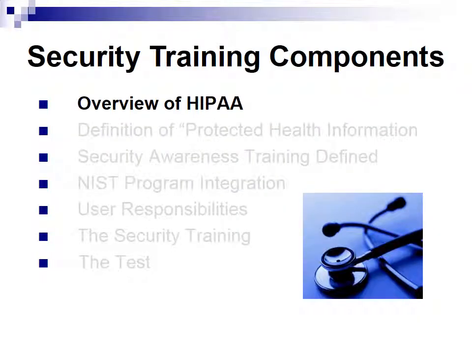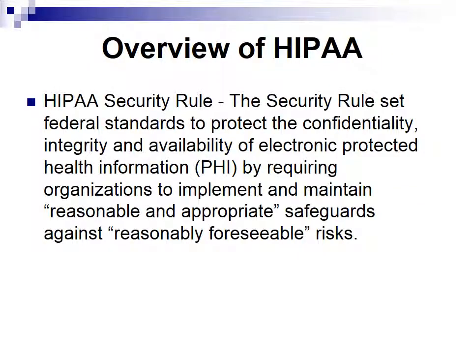There are 7 parts to this training session, beginning with an overview of the Health Insurance Portability and Accountability Act, or HIPAA. The HIPAA security rule requires organizations to take "reasonable and appropriate" precautions against "reasonably foreseeable" risks to the confidentiality, integrity, and availability of protected health information, or PHI.